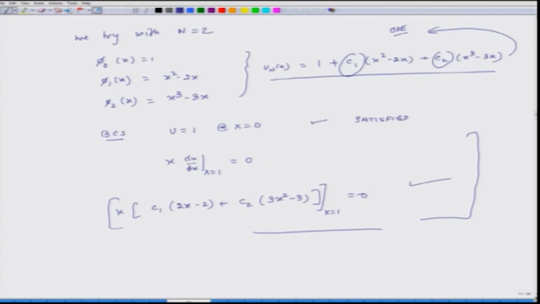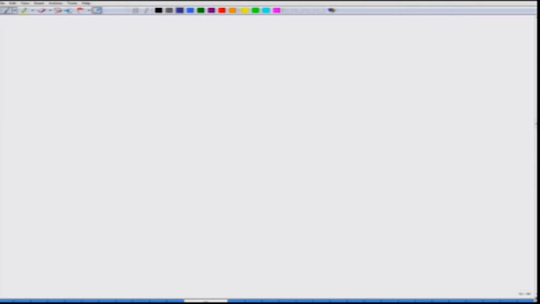So, we plug this back in the ordinary differential equation and develop conditions to calculate C1 and C2. So, that is what we do. We put u_n, where n is equal to 2, in the ODE and develop conditions for finding C1 and C2.